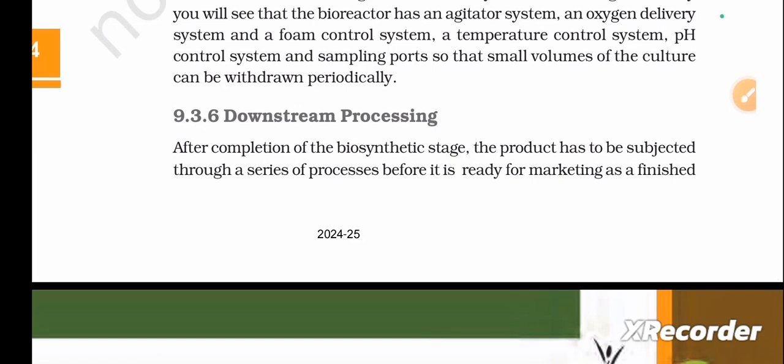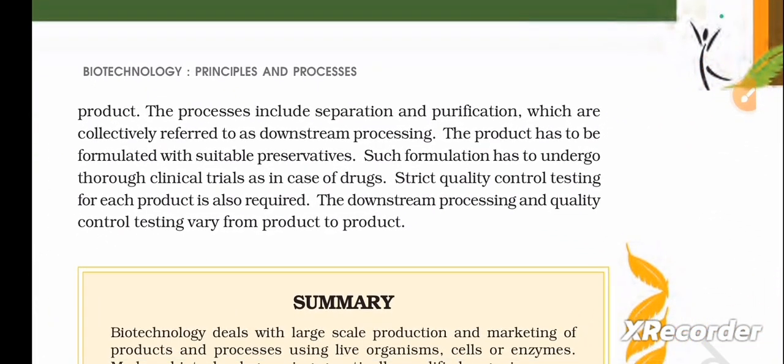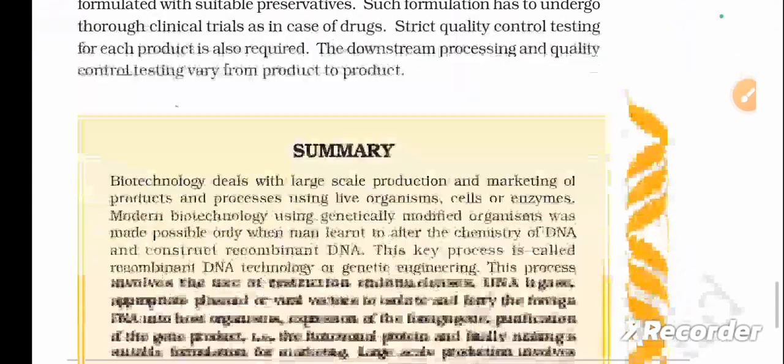Next is downstream processing. After completion of the biosynthetic stage, the product has to be subjected through a series of processes before it is ready for marketing as a finished product. The processes include separation and purification, which are collectively referred to as downstream processing. The product has to be formulated with suitable preservatives. Such formulation has to undergo thorough clinical trials, as in the case of drugs. Strict quality control testing for each product is also required. The downstream processing and quality control testing vary from product to product.